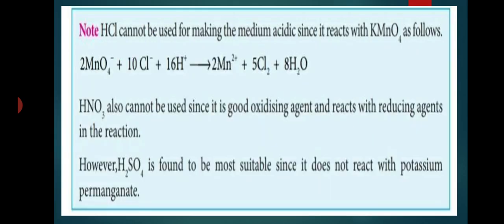So there is one question: why is hydrochloric acid not used with potassium permanganate during oxidizing reactions? So the answer is like this. When permanganate ion reacts with chloride ion, it forms Mn2+ ion, chlorine gas and water.